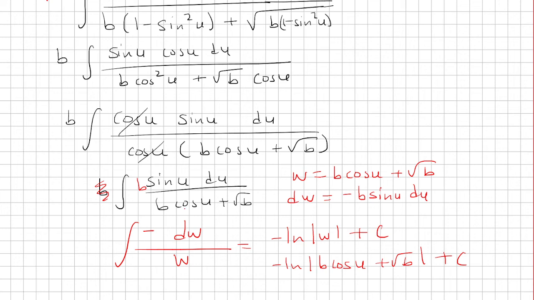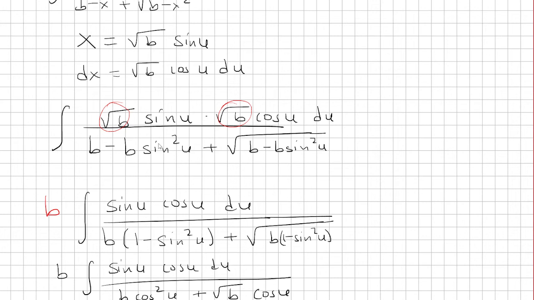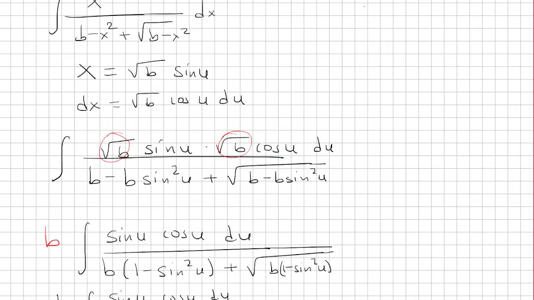And then u, we have to go all the way up here and say, well, x is equal to the square root of b sine u, so sine u is equal to x over the square root of b. So that means u is the inverse sine of x over the square root of b.